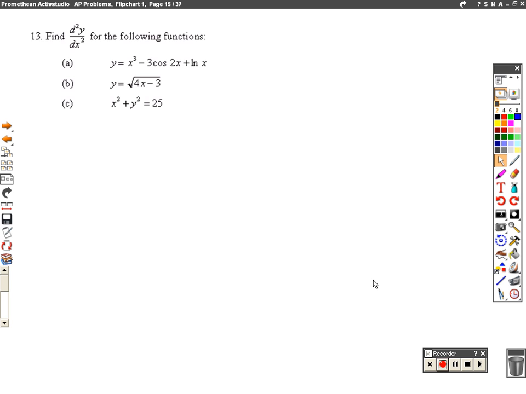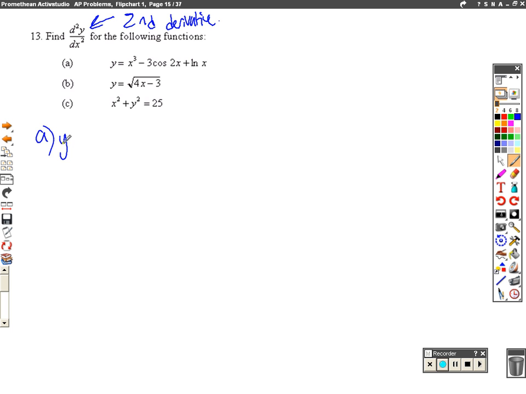All right, for number 13, we have to find d squared y over dx squared, which really means the second derivative for all of these three questions. Okay, so in order to get the second derivative, we have to go to the first derivative.